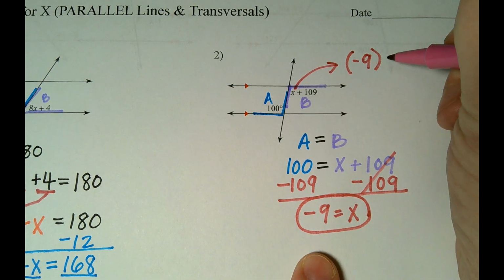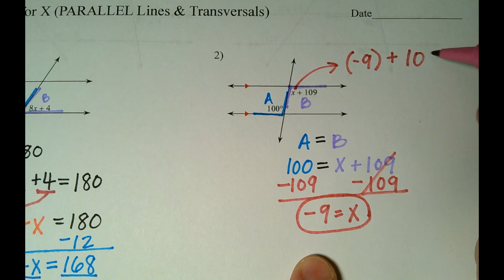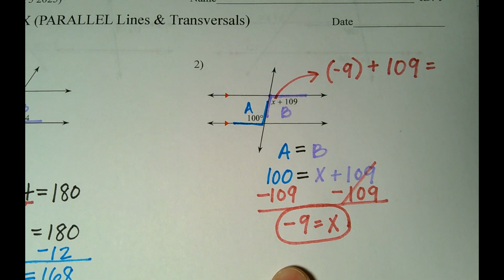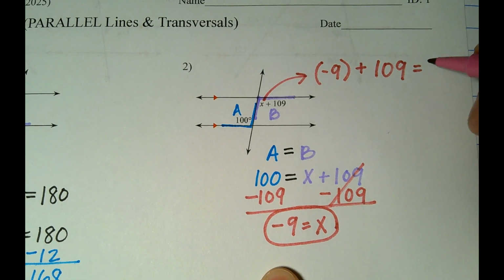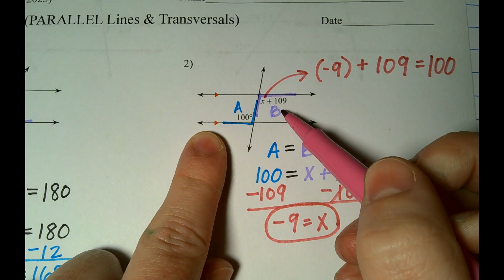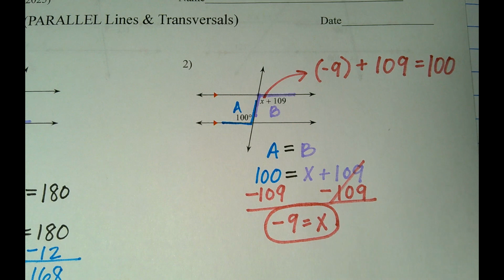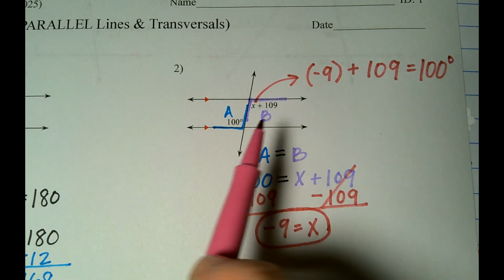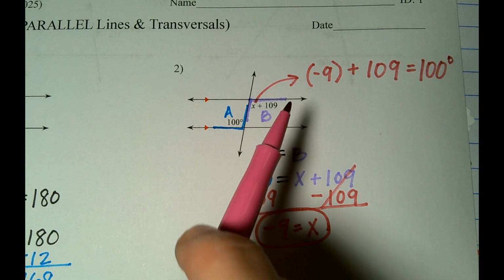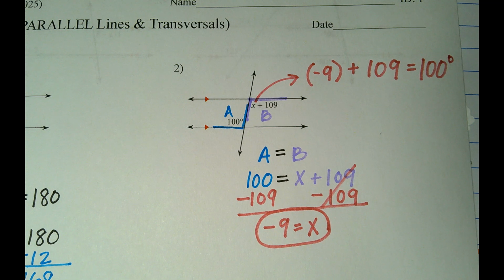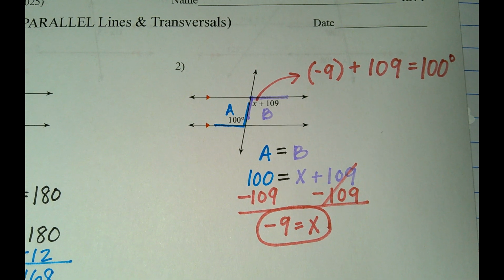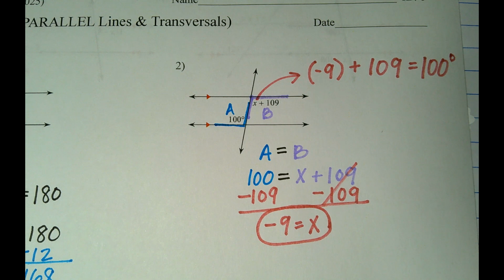-9 instead of X plus 109. What does that equal? 100. And if A is equal to B, then B should be 100 degrees. So that makes sense. X is -9 because this angle has to be 100 degrees. So that's our answer for number 2: -9. You won't have a negative angle, but X can be negative.